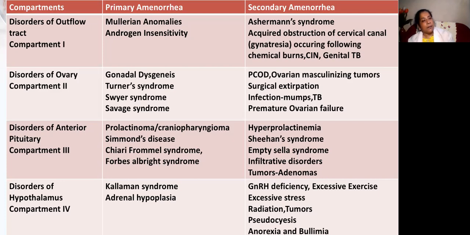The third compartment includes disorders of the anterior pituitary, some tumors like prolactinomas, and some genetic conditions, while in secondary it could be hyperprolactinemia, Sheehan syndrome, or empty sella syndrome. Compartment 4 includes disorders of the hypothalamus, Kallmann syndrome, and adrenal hypoplasia in primary amenorrhea, whereas GnRH deficiency, excessive exercise, radiation, tumors, etc. occur in secondary.